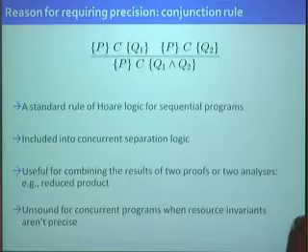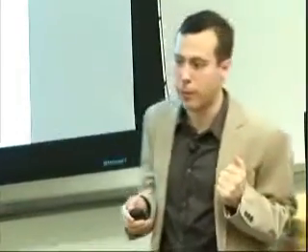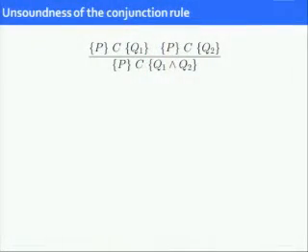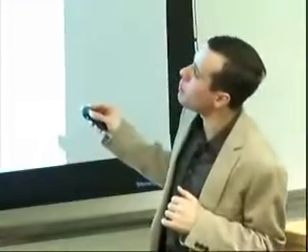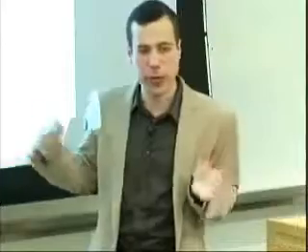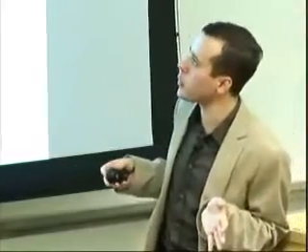It's very useful for combining results of two different runs of an analysis or two different proofs. For example, the reduced product construction in abstract interpretation uses this rule. Unfortunately, it's not sound for concurrent programs. The catch is that when you think intuitively about this rule, you think that these assertions P, Q1, etc. describe the global state of the program. But that's not the case in concurrent separation logic. In concurrent separation logic, they describe only local states of threads.